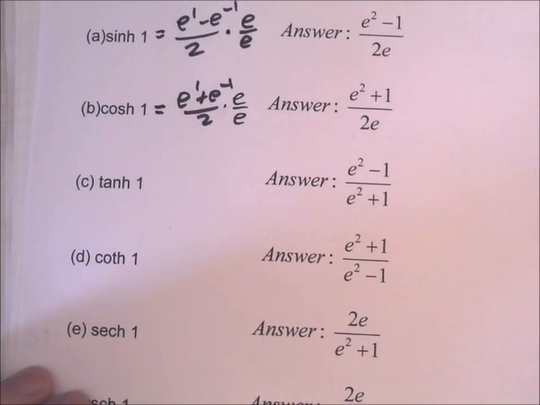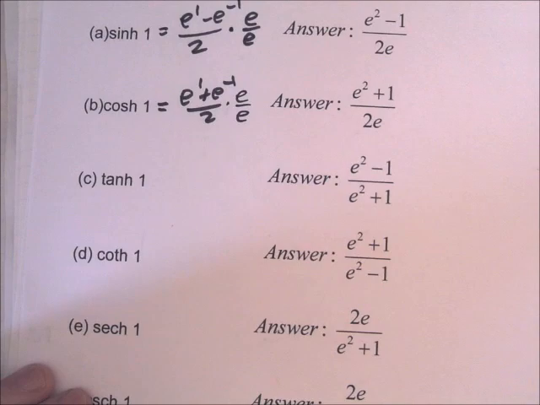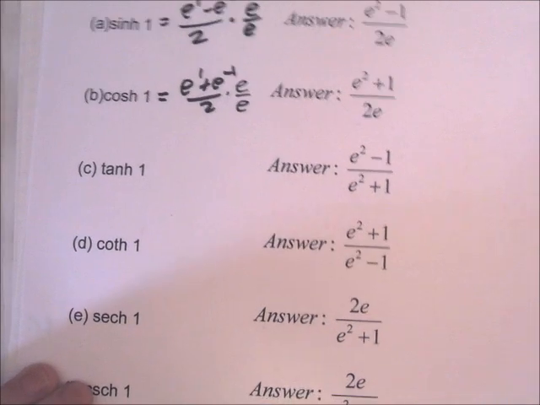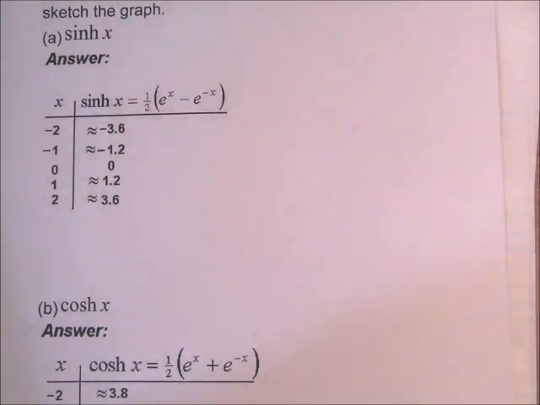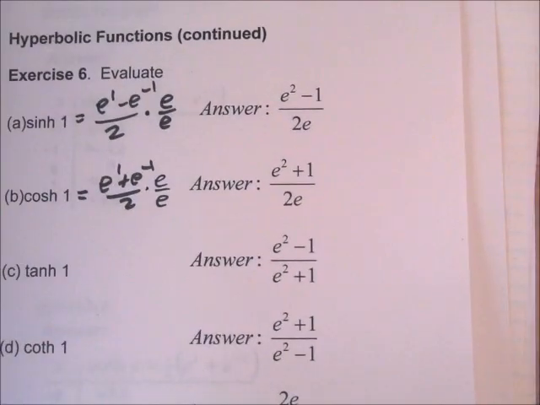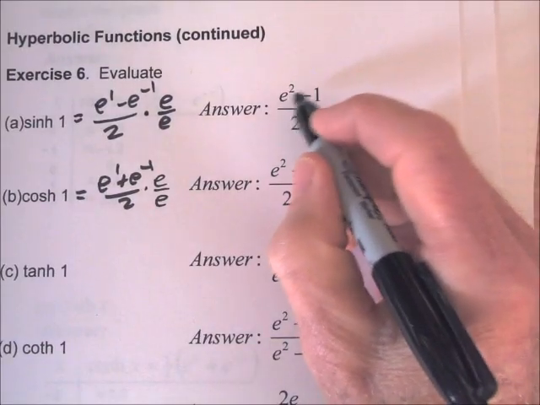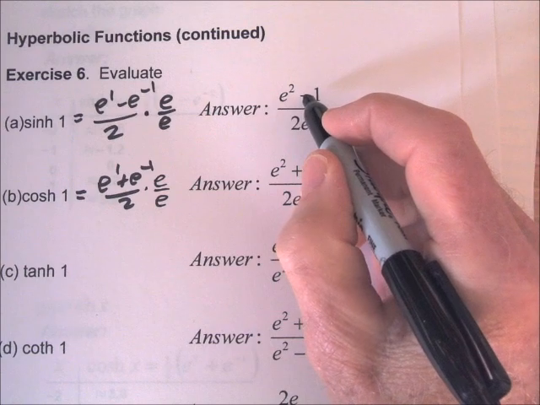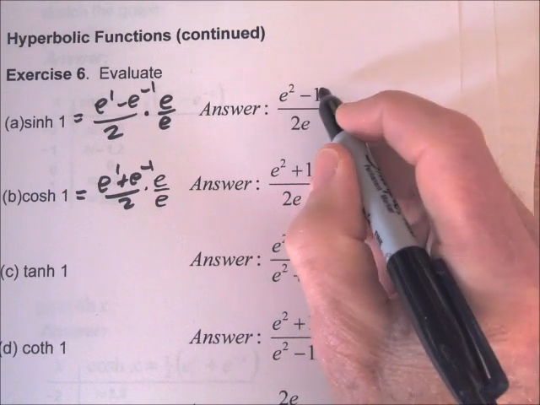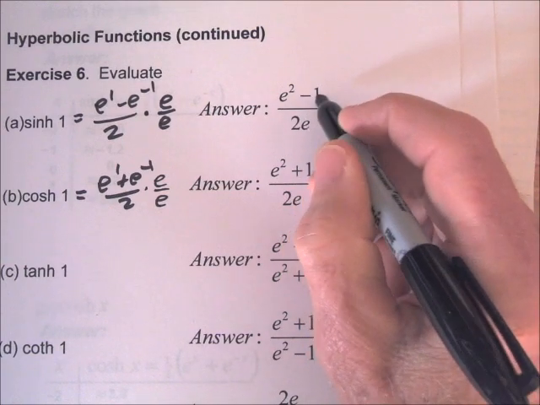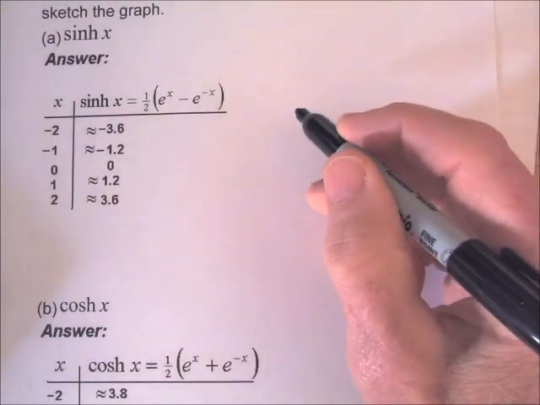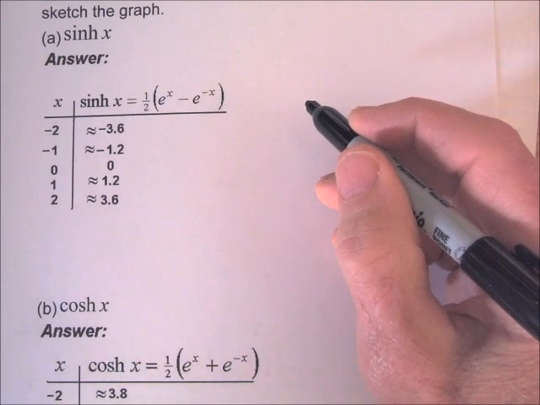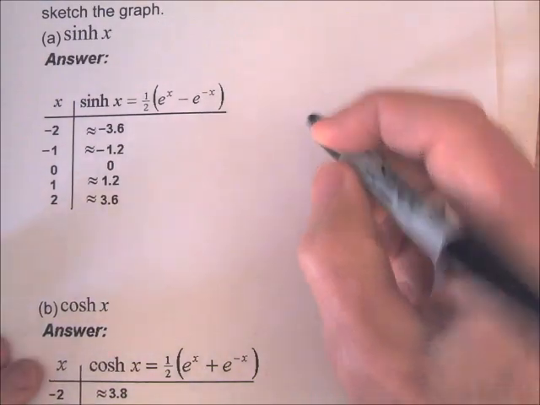Okay, so let's sketch some graphs of these functions. For purposes of graphing, it's going to be sort of hard to plot this point at 1 to the right and up e squared minus 1 over 2e. So it's going to be helpful to put these in a calculator and get some numbers that are easier to plot.